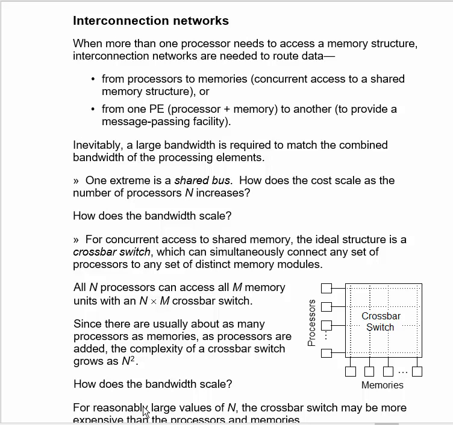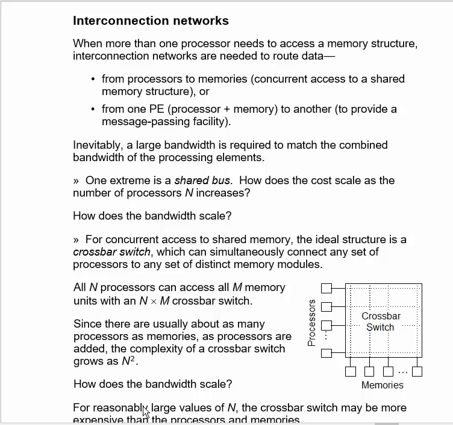Let's now turn our attention to interconnection networks. When more than one processor needs to access the same memory structure, you need interconnection networks to route the data. In the one case, you have the processors on the one side that are trying to access the memories, and because there's lots of processors, some of these accesses are going on concurrently.